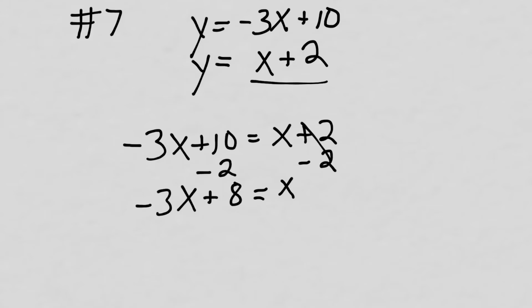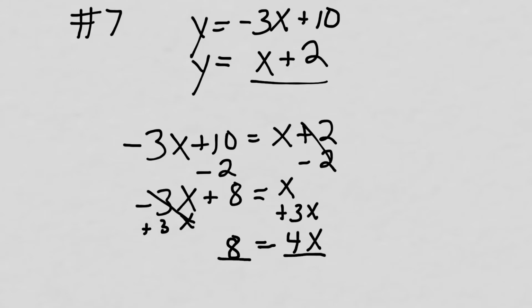Like I said, I'm going to go to the other direction with the variables, so I'm going to add 3x to both sides, plus 3x. If I do that, these go away. I'm just left with 8 on the left, and on the right, I've got x plus 3x. That gives me 4x.